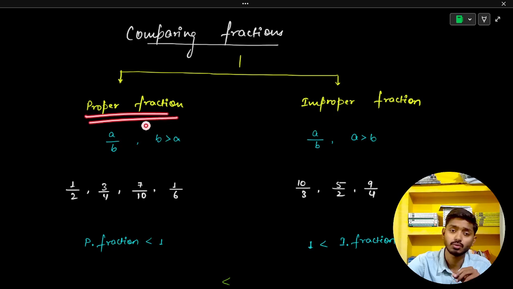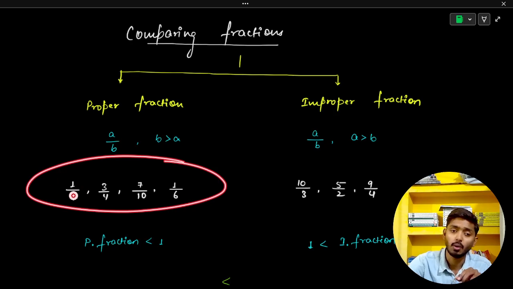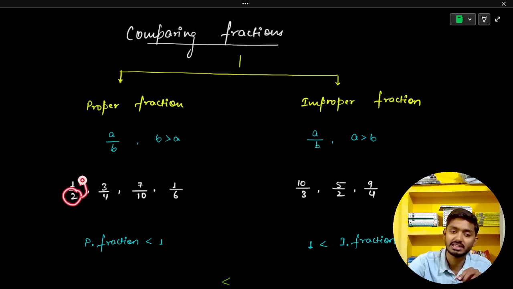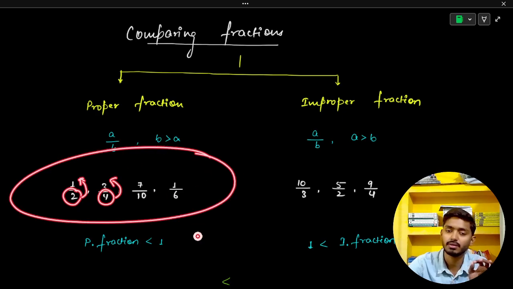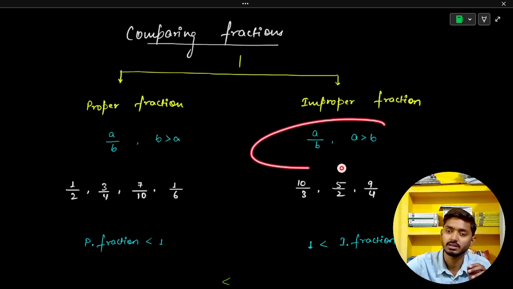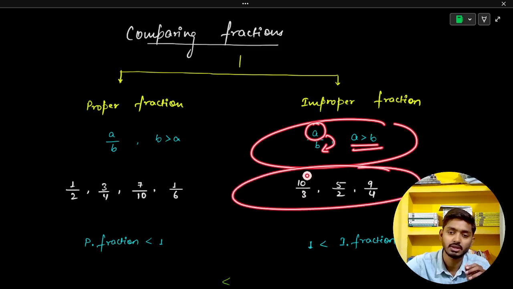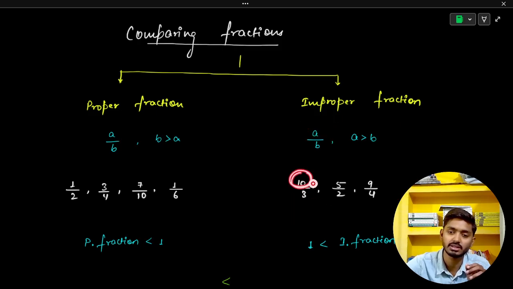Proper fractions are those represented in the form of a by b, where b, the denominator, is greater than the numerator. For example, if you observe over here, all the denominators are greater than the numerator. All of these are considered proper fractions. Whereas over here, the numerator is greater than the denominator. You can consider these examples. You can very clearly observe the numerators are greater than the denominators.